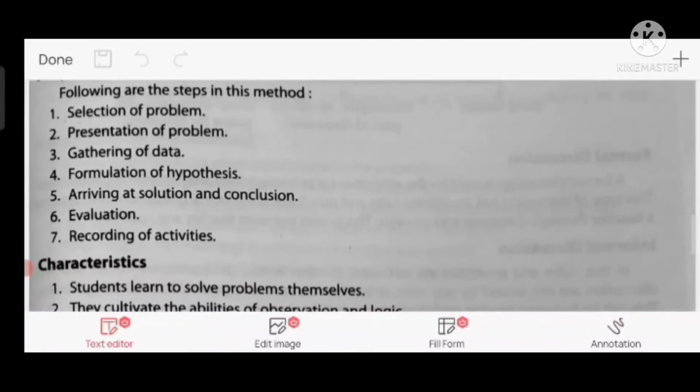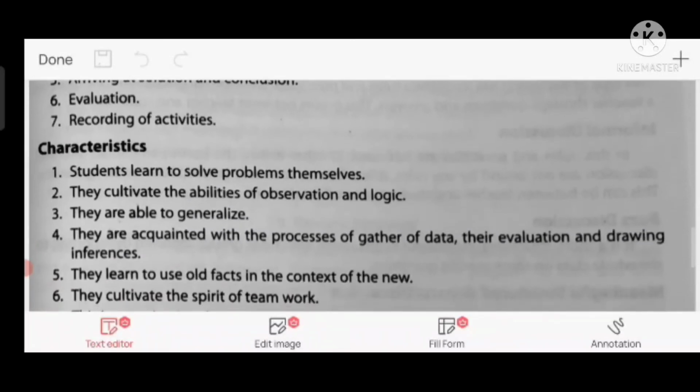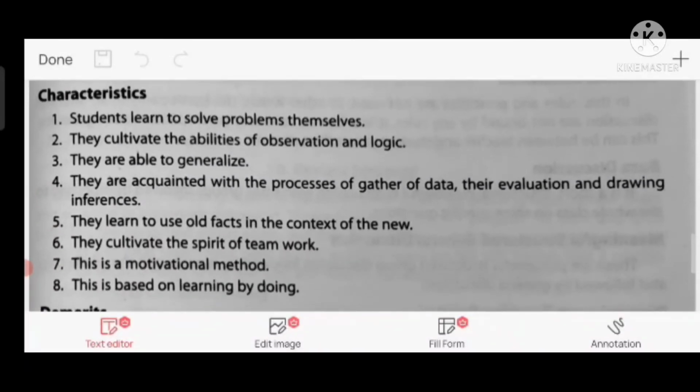Point number 1, it wastes time and energy. Point number 2, there can be a possibility of inferences going wrong. Point number 3, able teachers are needed for the use of this method. Point number 4, this method is not suitable for small students.